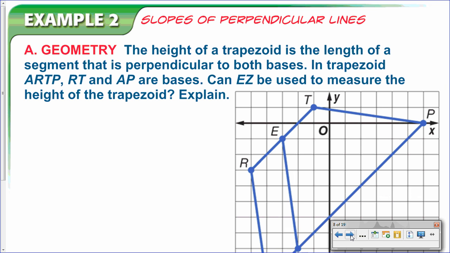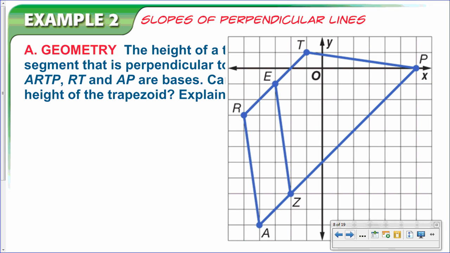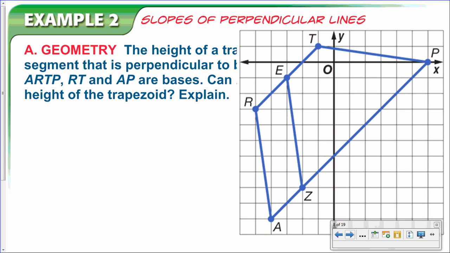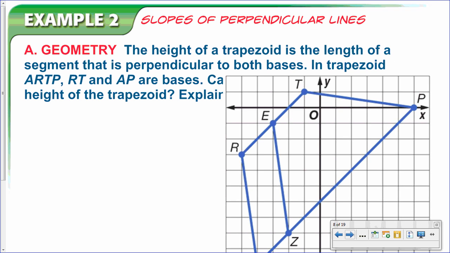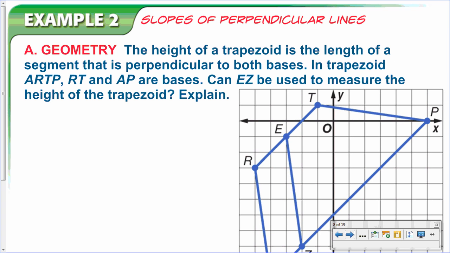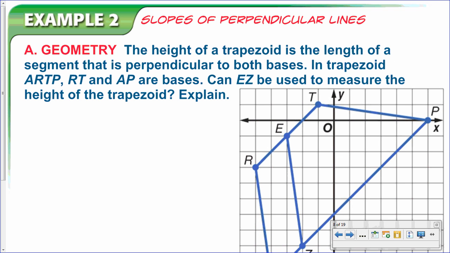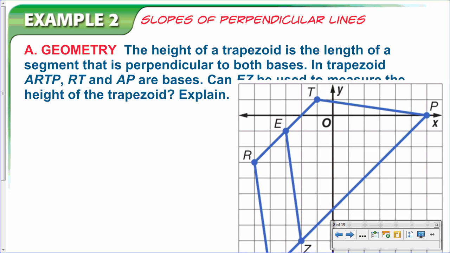All right. The height of a trapezoid is the length of the segment that's perpendicular to both bases. In trapezoid ARTP, RT and AP are bases. So RT, and then what was the other one? AP. So this line right here and then this line. Okay, can EZ be used to measure the height of the trapezoid?